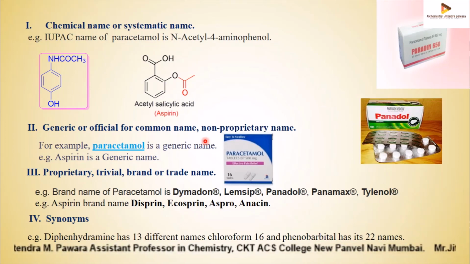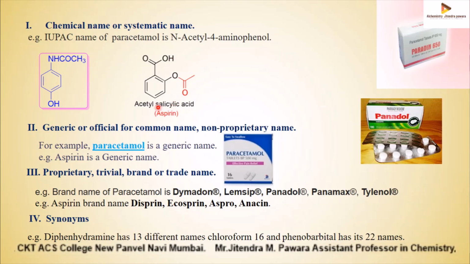The chemical name should describe the chemical structure of the drug. The name is given according to the rules of nomenclature of organic compounds. As the chemical name is sometimes very elaborate, it is not suitable for routine usage. So this is the structure of paracetamol, and the chemical name according to IUPAC nomenclature is N-acetyl 4-aminophenol. It is not useful for routine usage, so we do not use the chemical name routinely.